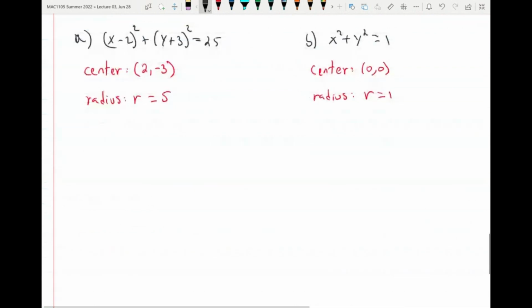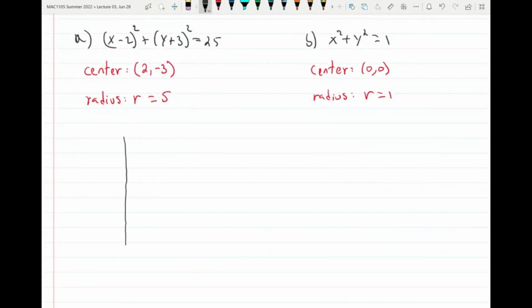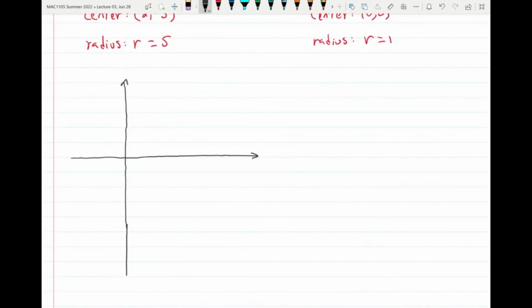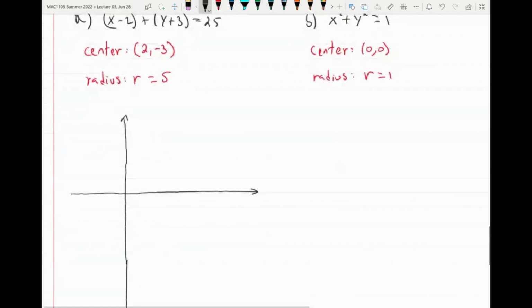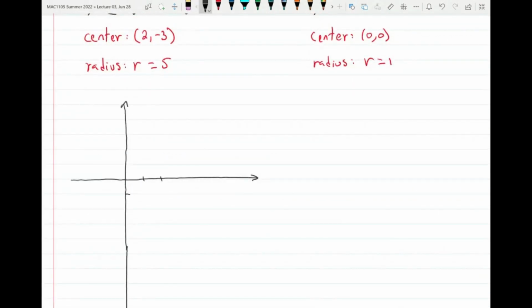So let's see. I'm going to try to be picky with this one. Let's see, that's 2 comma negative 3. So that's 1, 2, then 1, 2, 3. So that's where the center is. Now, because the radius is 5, my circle is going to be at a distance of 5 from this point. So let's find 4 of those.